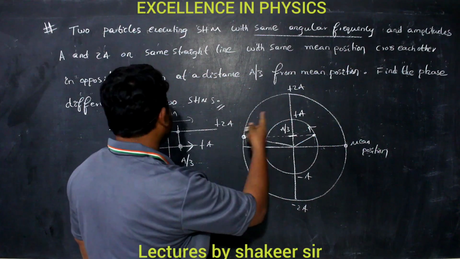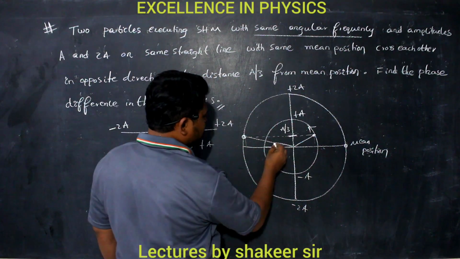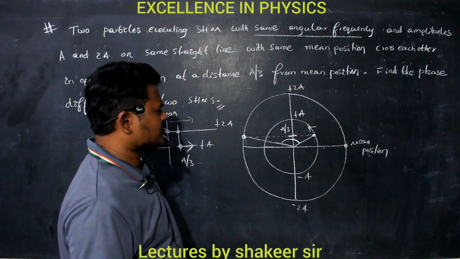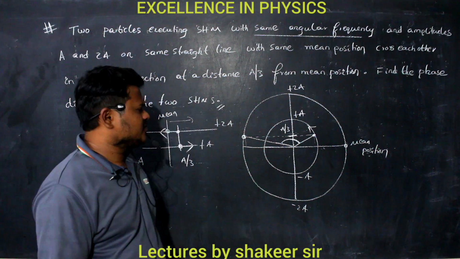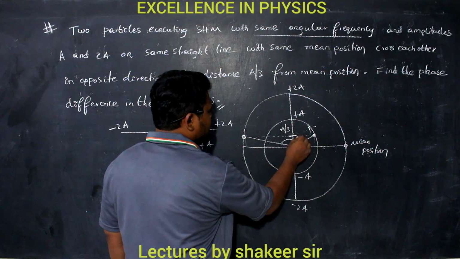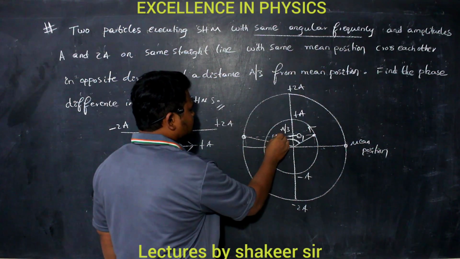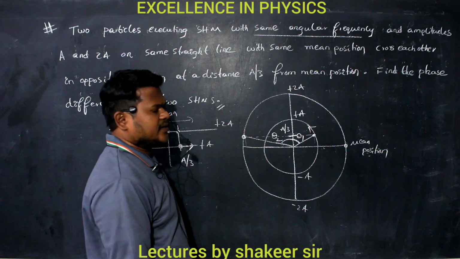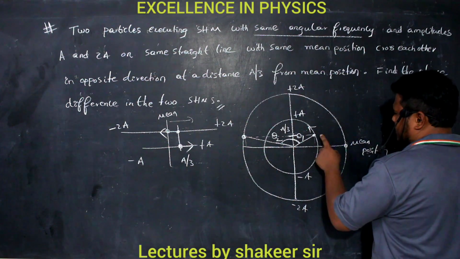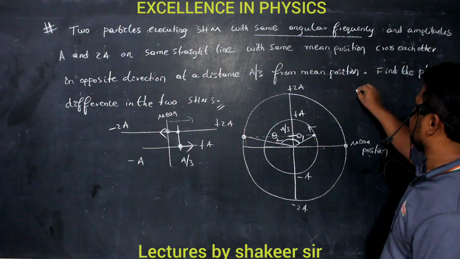So therefore, what he is asking, find the phase difference. Phase difference means just this angle. If I can calculate the angle difference between them, that is called the phase difference. Clear? How can I calculate? Let us consider this angle to be theta 1 and this angle to be theta 2. Then by considering this right angled triangle, how can I calculate cos theta 1?